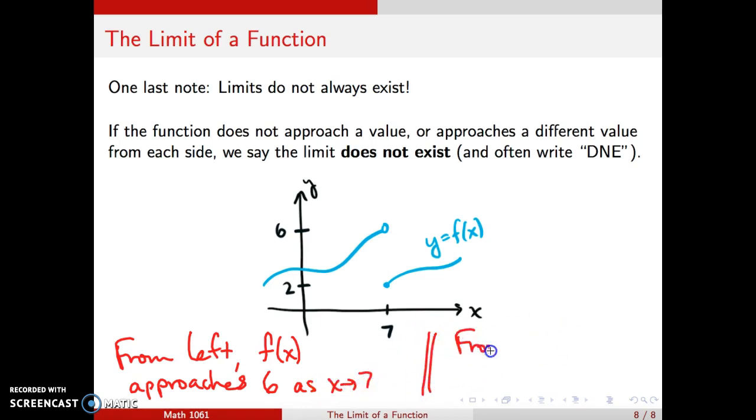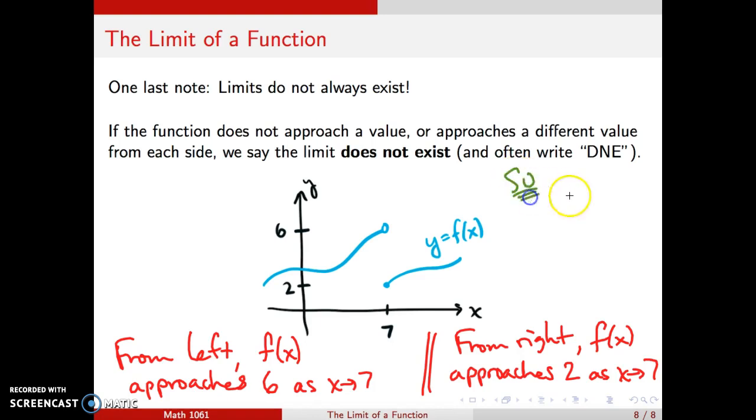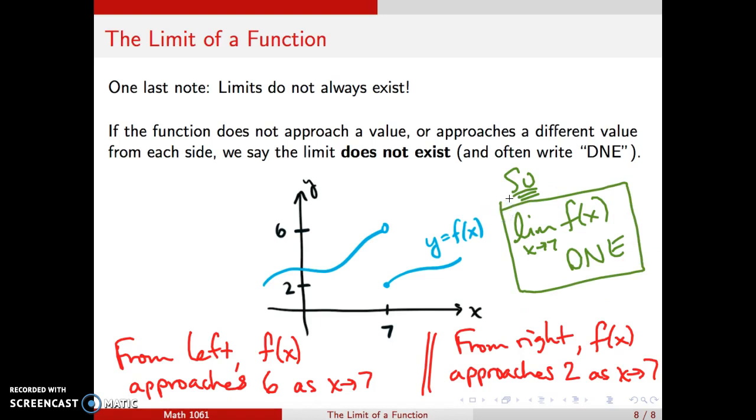But from the right, f of x approaches 2. As we get closer and closer to 7 from the right, we're getting closer and closer to 2 for an output. So in this case, we would say the limit as x approaches 7 of f of x does not exist. You have to approach the same value from both sides.